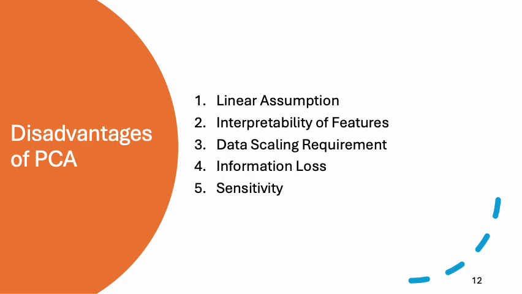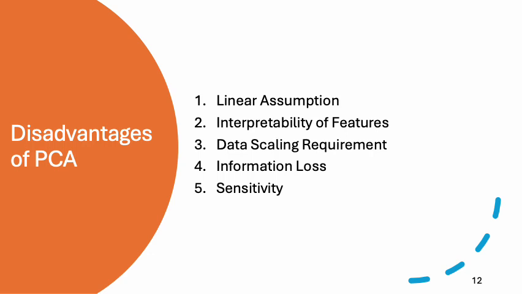The first one is linear assumption. PCA only captures linear relationships in the data. If the data contains nonlinear relationships, PCA may fail to detect them, leading to information loss. The second one is interpretability of features. PCA creates new components by combining original features through linear combinations. These components often lack meaningful physical or business context, making them difficult to interpret.